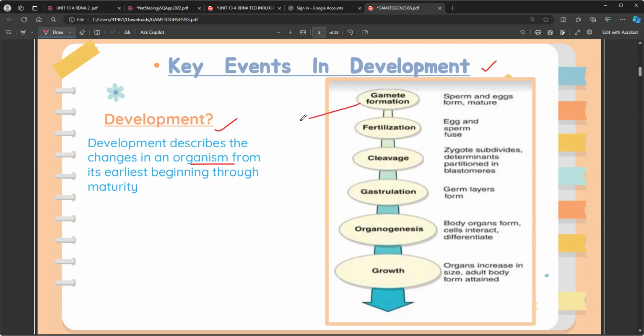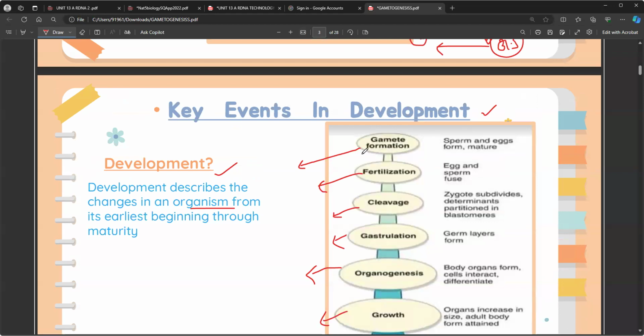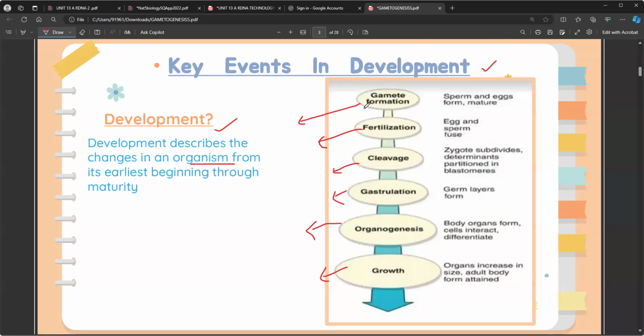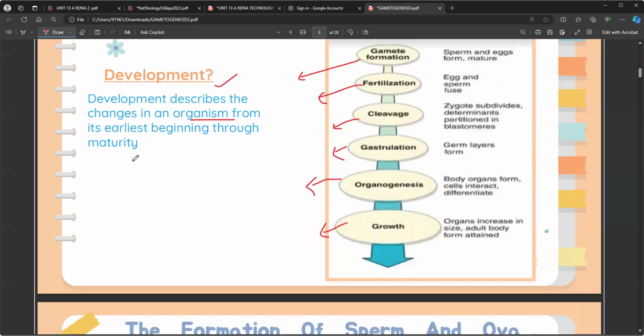Don't get confused here. So friends, every one of you listen to my statements very clearly. First, we have to discuss gamete formation. We have to discuss fertilization, cleavage, gastrulation, organogenesis, and finally growth. We are going to read every stage of development by using a variety of model organisms. We are going to discuss various developmental stages by using various types of model organisms.